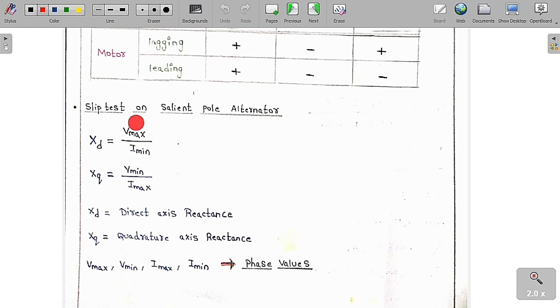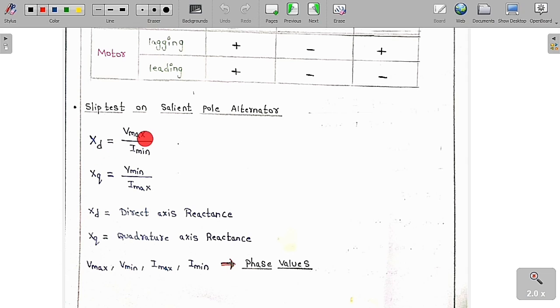Now we are going to see the slip test on the salient pole motor. I have already told you the slip test is basically done on the salient pole alternator to figure out the direct axis reactance and the quadrature axis reactance. In the English alphabet, D comes earlier than Q, so Xd is always greater than Xq.